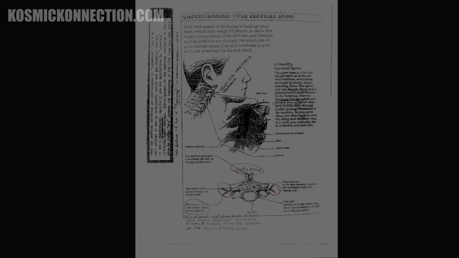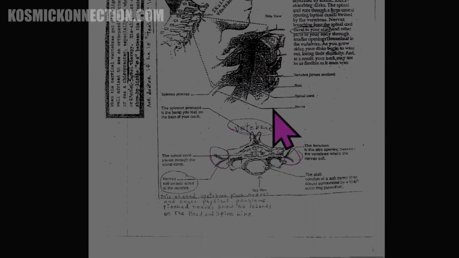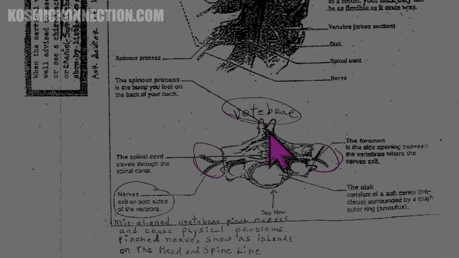Find that chart that says Understanding Your Cervical Spine. Look down at the bottom, see there's a picture of a vertebrae down there. That's that bony process in your spine. 2 nerves come out of each side of the vertebrae. The spinal cord's on the inside, and then 2 nerves come off of each side. Oh, I spelled vertebrae wrong. And they come off the spinal cord.